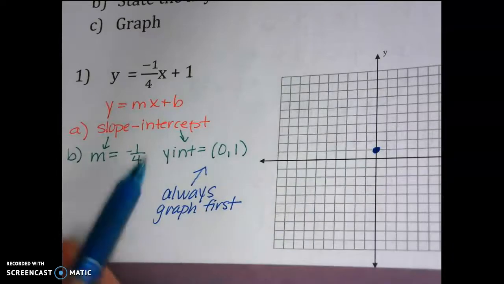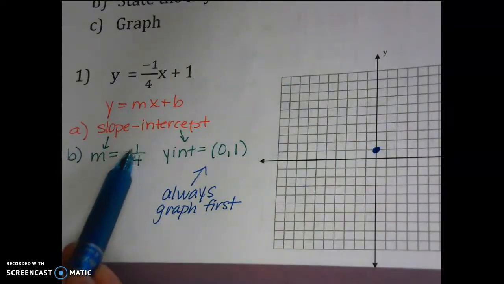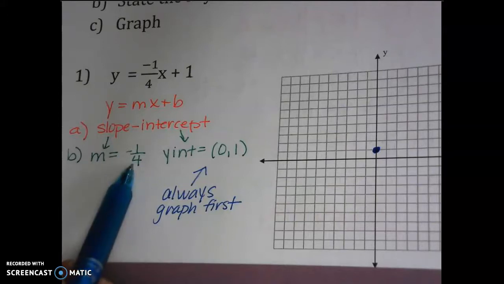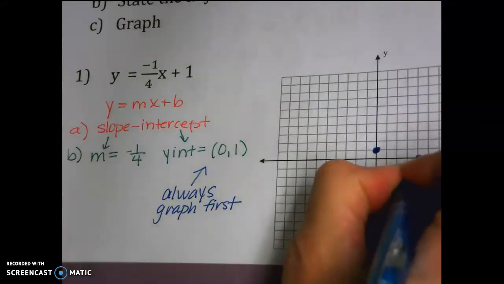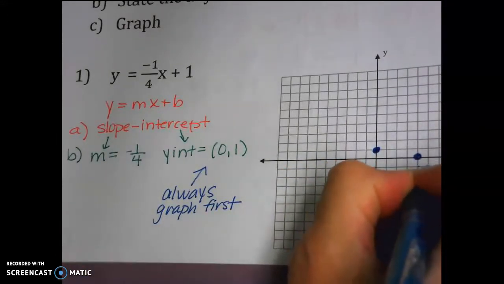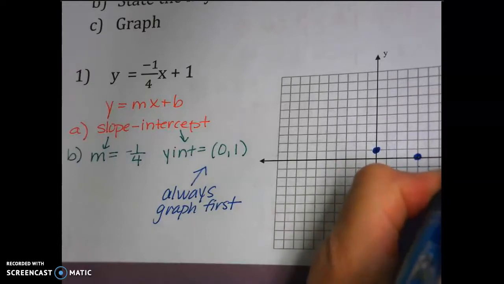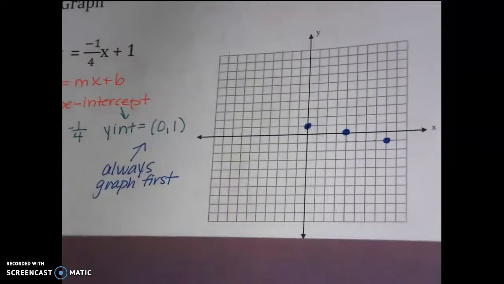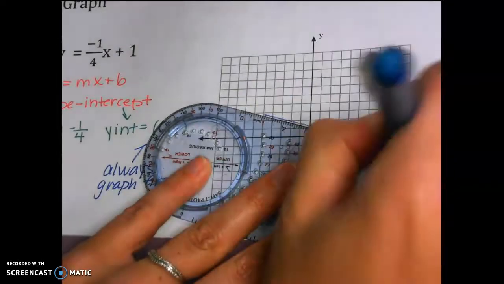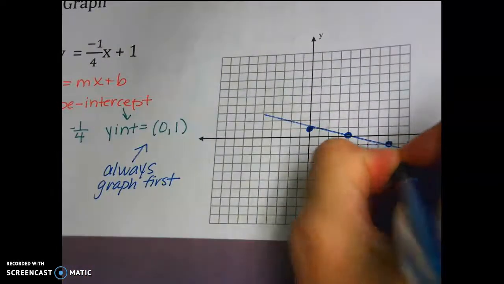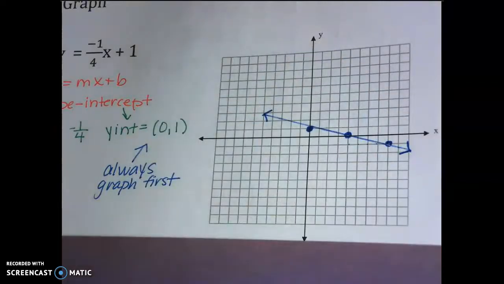After we mark that point, we are going to use our slope. Since this is -1/4, the -1 tells us to go down, and the 4 tells us to go to the right. So we want to go down 1, 1, 2, 3, 4 to the right, and then we'll do it again. Down 1, 1, 2, 3, 4 to the right. After we get those points on our graph, we're going to connect them with a straight edge. Make sure after you draw that line that your line has an arrow at either end.